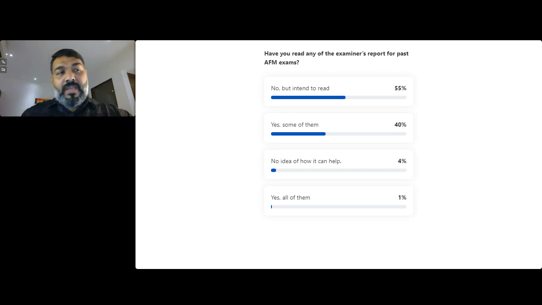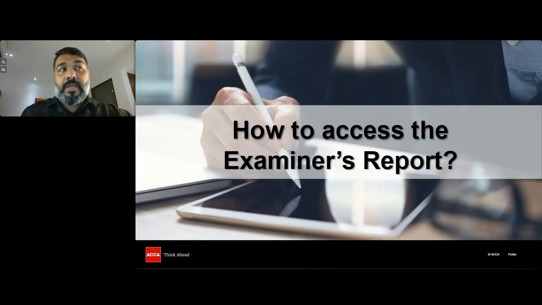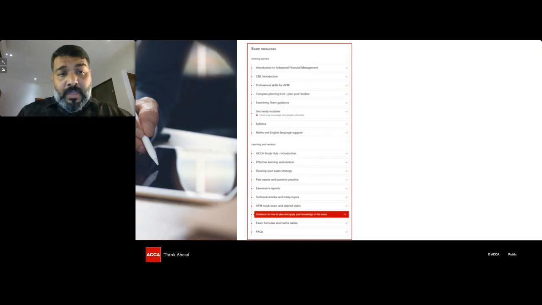Now, what approach are you supposed to take in the exam? How do you access the examiner's report? For those who have not accessed it, once you log into the ACCA website where you have the study resources, you go into the ACCA AFM paper. When you navigate, you get an option at the bottom where you have the examiner's report. You can see the examiner's report over here.